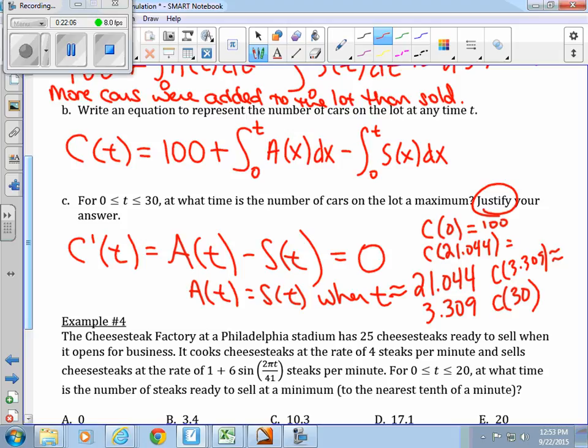And what did we get for C of 21.044? 145.52. Okay, and 3.309? 183.6. Okay, and then 30. Are you plugging it into that? Oh, wait, no. What?